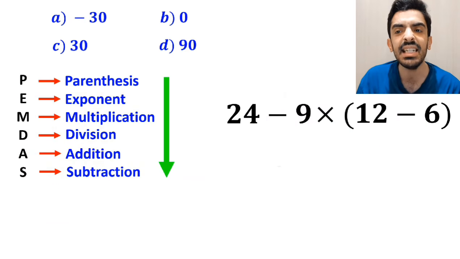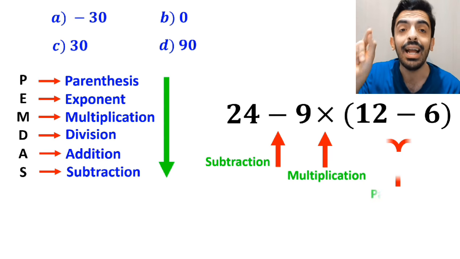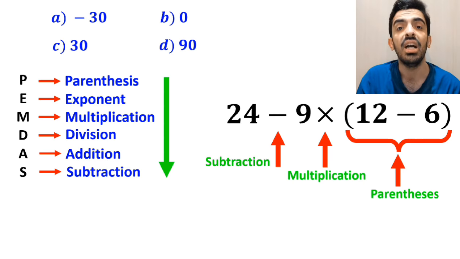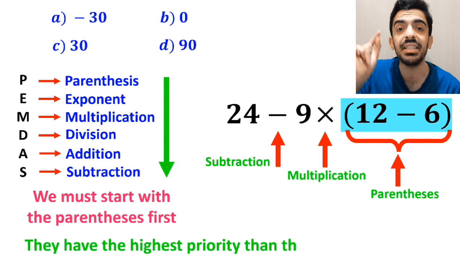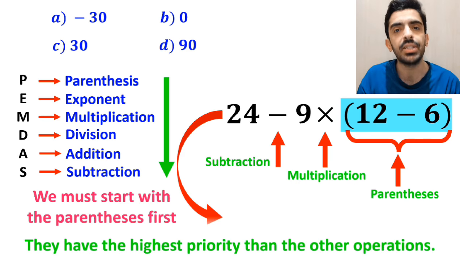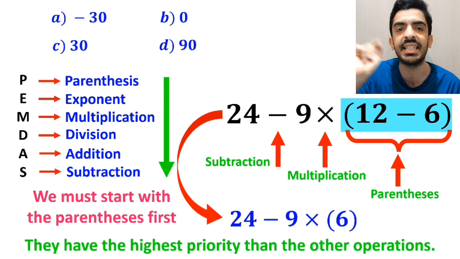Alright, as you can see in the image, in this expression, first we have a subtraction sign, then a multiplication sign, and finally parentheses. We must start with the parentheses first, because they have the highest priority over the other operations. So, we can write this expression as 24 minus 9 multiplied by 6.